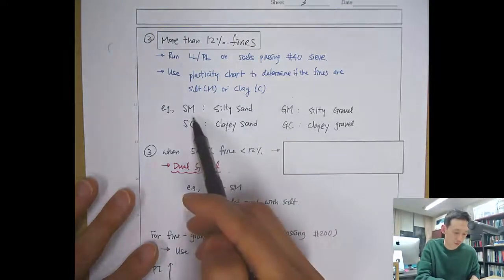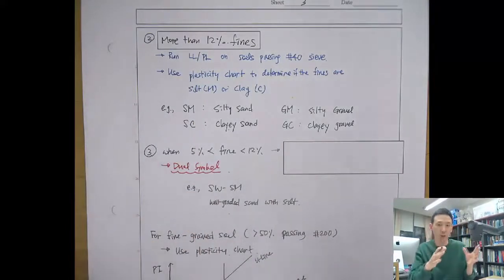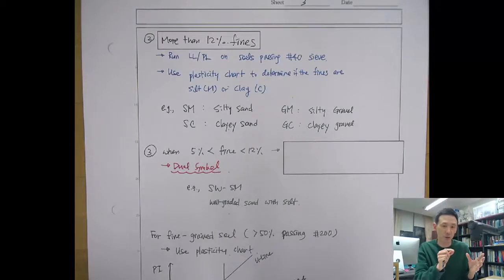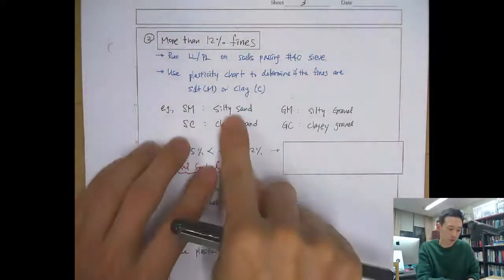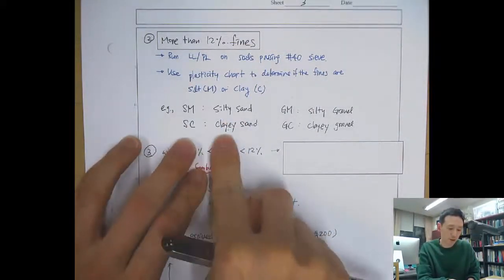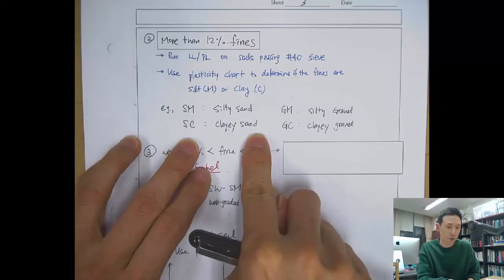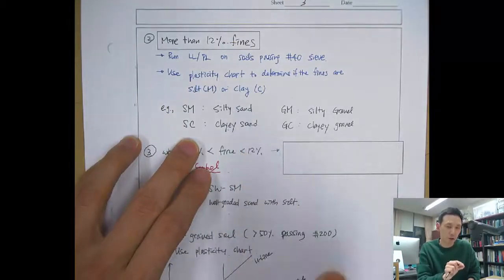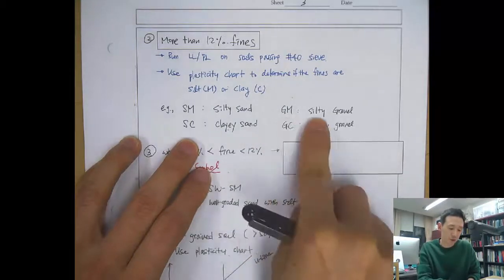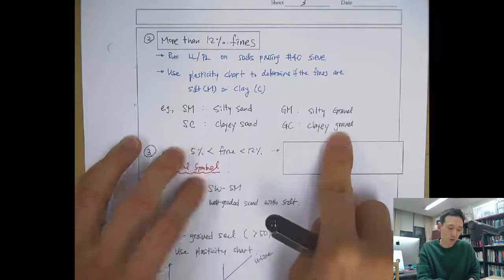So SM means that the majority is sand, and it also contains some fraction of silt. So it's silty sand. And SC is clayey sand. Still, more than 50% is sand, but a certain percent larger than 12% is clay. And GM will be silty gravel, GC is clayey gravel.